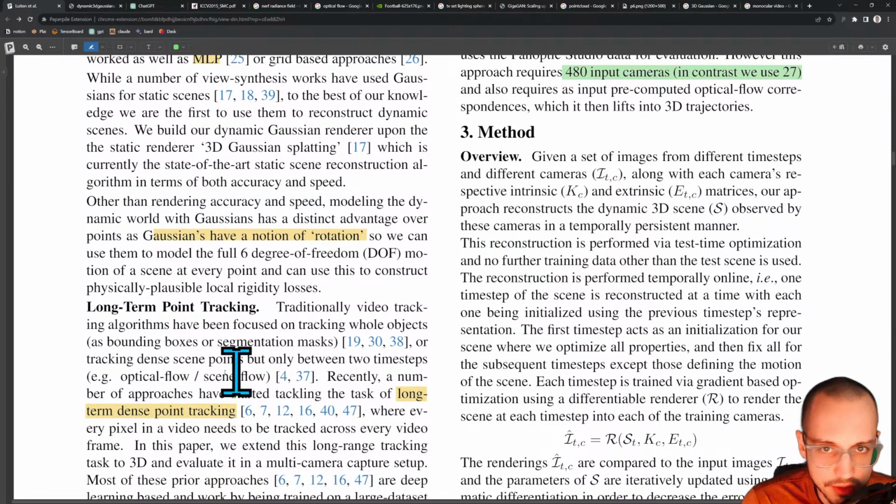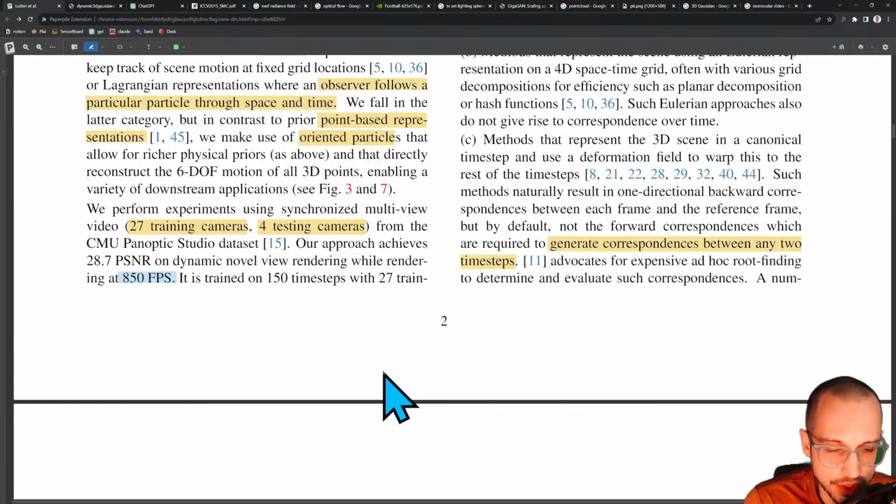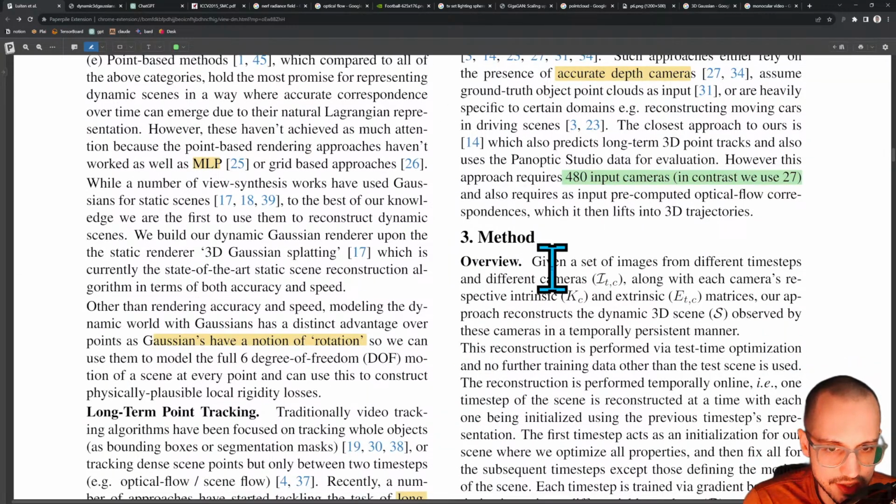All right, but now that we're done with the related work section, let's get into this method section here where they're going to basically talk about their technique and what they're doing in this paper.